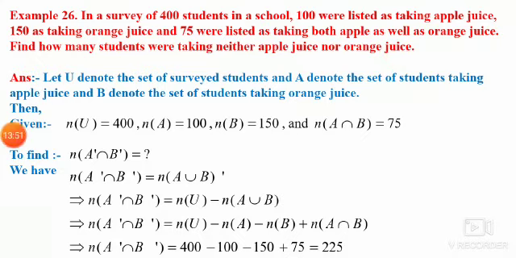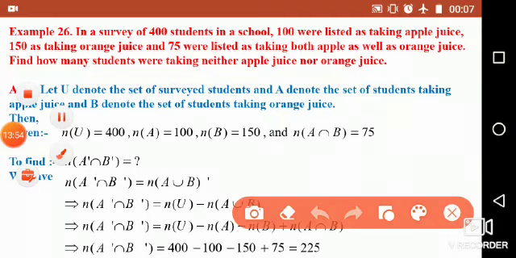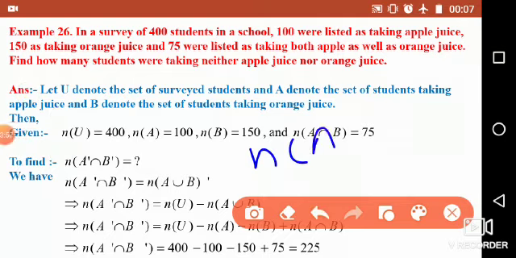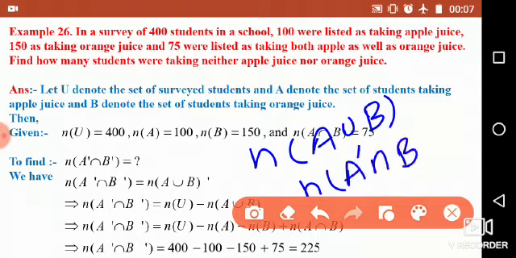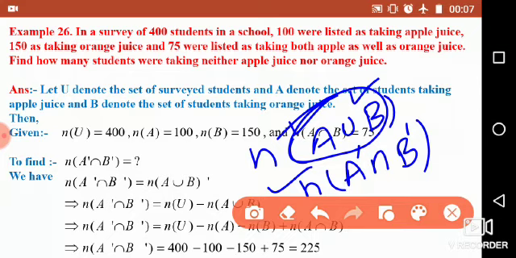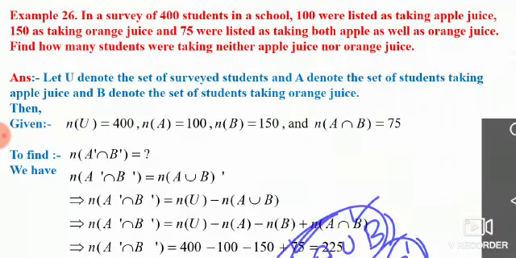The people who take apple or orange juice is given by the formula N of A union B. But this time we should find the number of people who neither take apple juice nor take orange juice. This is the number of people who take apple juice or orange juice or both. But this time we are supposed to find the number of people who do not take apple juice and do not take orange juice. This time we should find N of A dash intersection B dash.